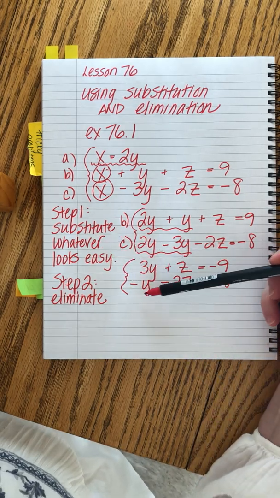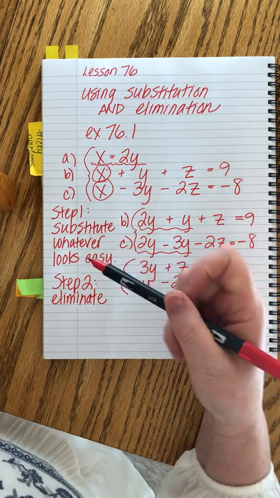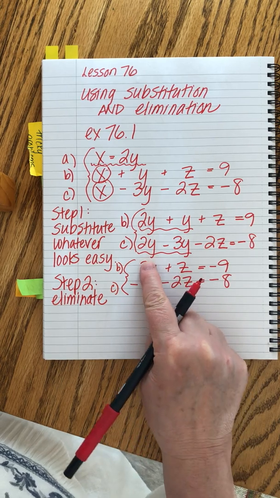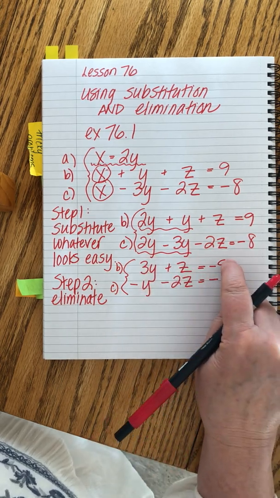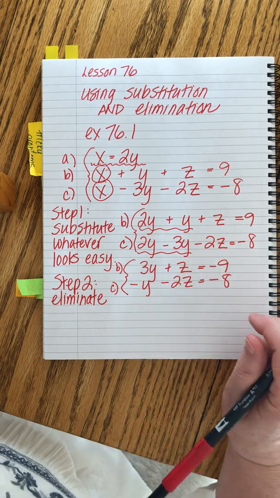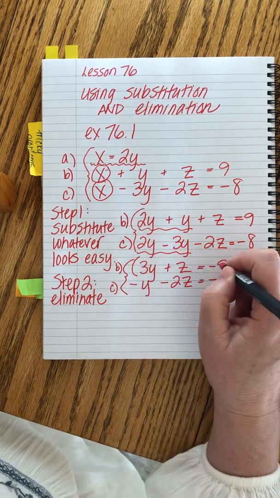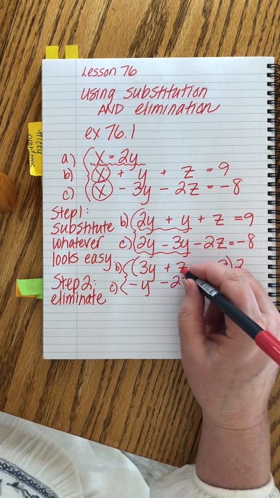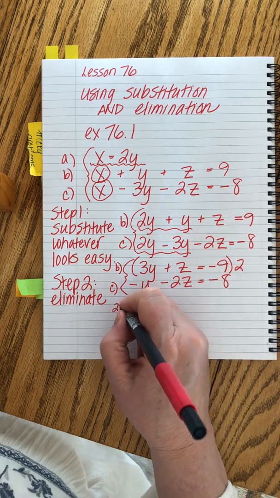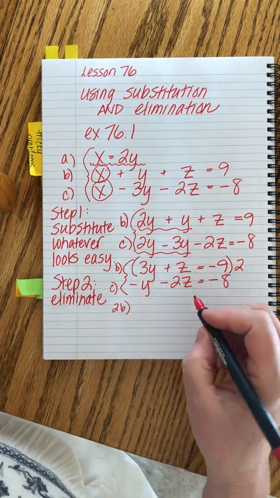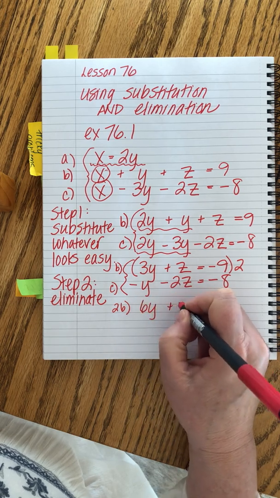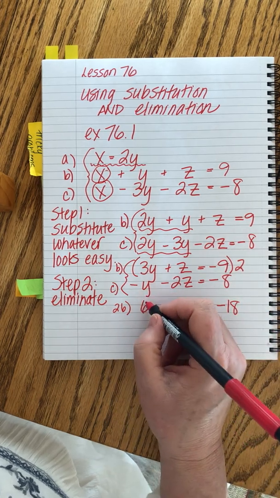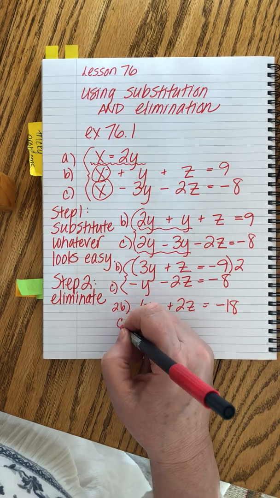So I look down the columns. I could multiply the bottom one, let's call them B and C still. I could multiply C times 3 and get these to cancel, or I could multiply B times 2 and get these to cancel. I would rather multiply by 2 than 3. So that's my plan. I'm going to cancel the z's by multiplying this one by 2. So 2 times B is now 6y plus 2z equals minus 18. C stays exactly the same. I'll copy it over.